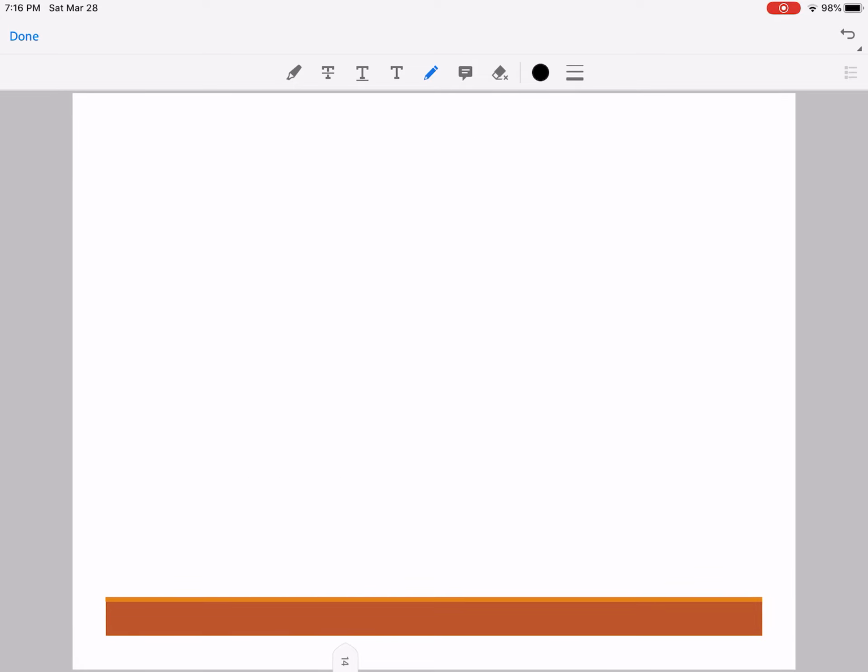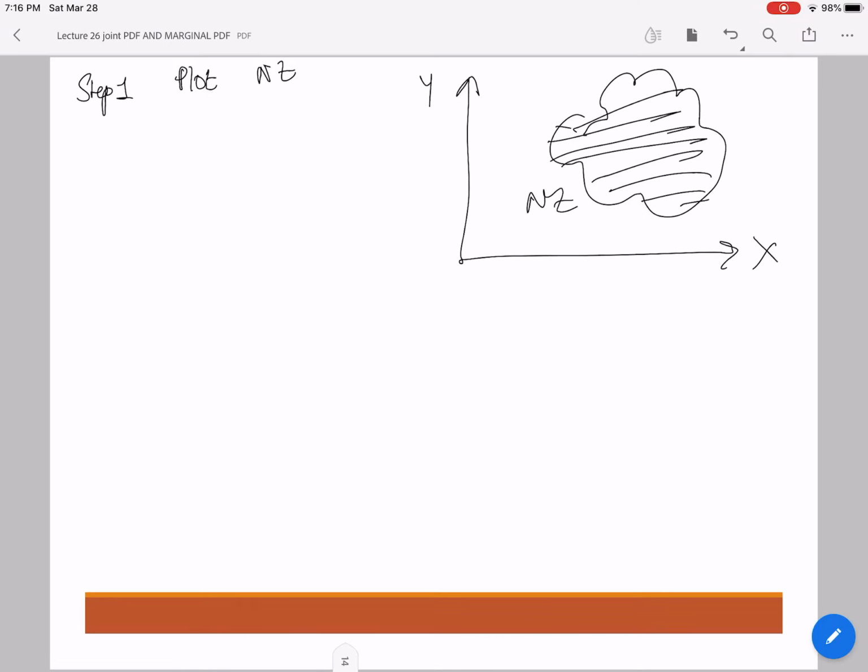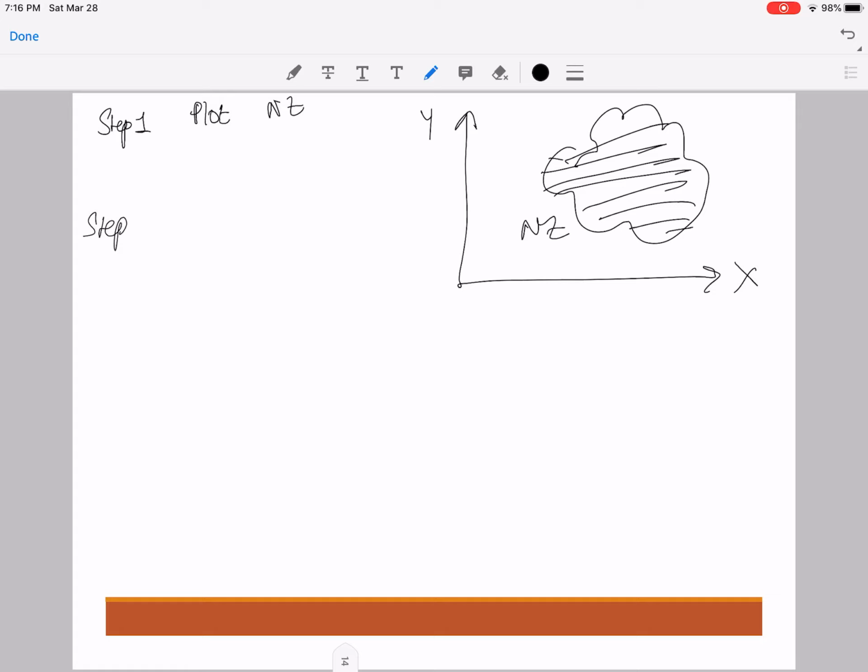So let me put these three steps in a nice graphics here so that you are able to appreciate this technique further. So step number 1 is to plot the region of non-zero probability. So your non-zero probability region will be plotted, and let's say that for some reason this right here is the region of non-zero probability, NZ. The next step, step number 2, will be to plot the region A whose probability you are interested in. So let's say that this region right here is my region A.